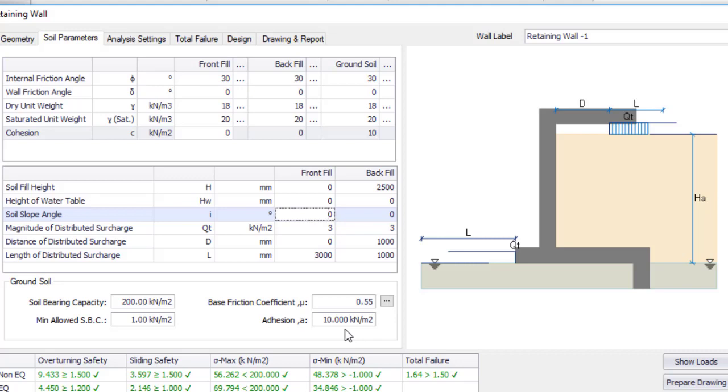Just compute everything into a UDL, then you place it on the soil. That will now be called surcharge, right? So if you have a surcharge, which is more practical, you can just analyze the value of the surcharge and put it.